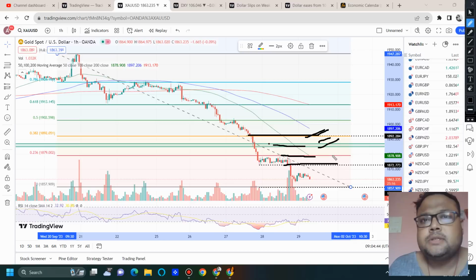There is no proper immediate support on the chart of gold right now. Market sentiment is not positive, so following the trend of the market is the only medicine here. I have been telling this for the last couple of days and weeks. I don't know whether you're listening to me or not, but this is the only solution right now.